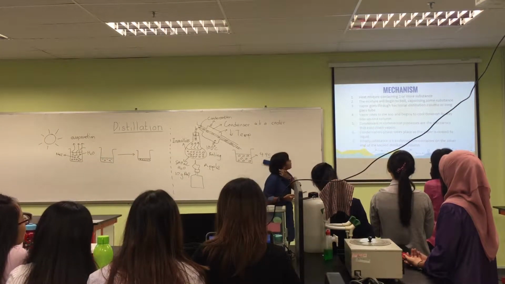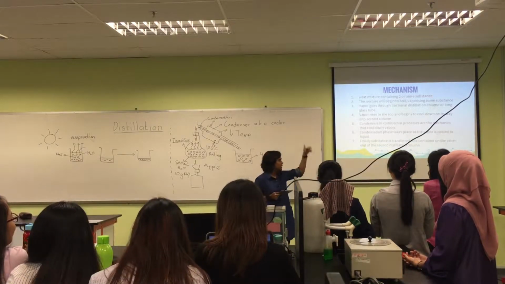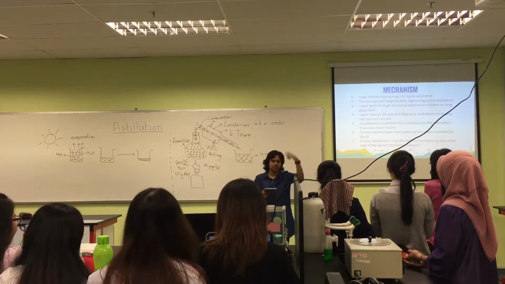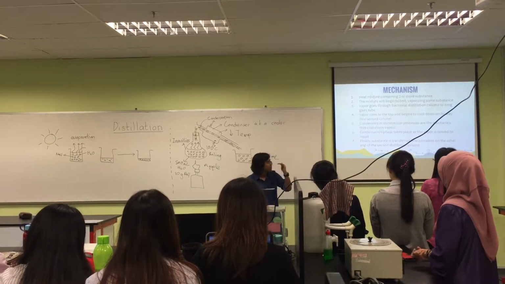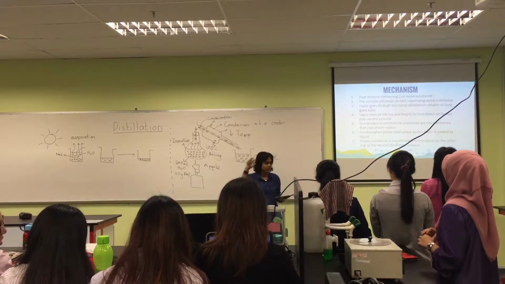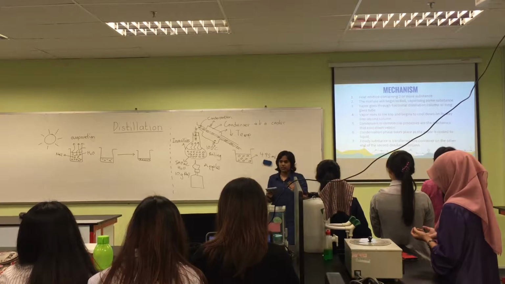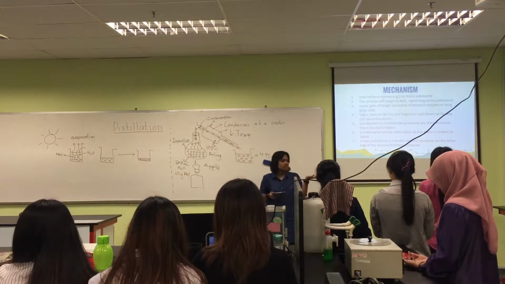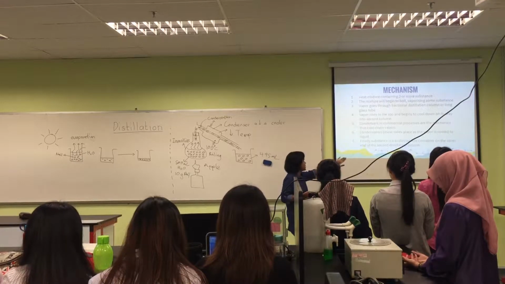The vapor goes to the fractional distillation column, the long tube you saw just now. Then the vapor rises to the top and begins to cool down on its way to the second column, which is where the condenser goes. The condenser cools down the vapor and changes it to liquid form. So it's a condensation process.